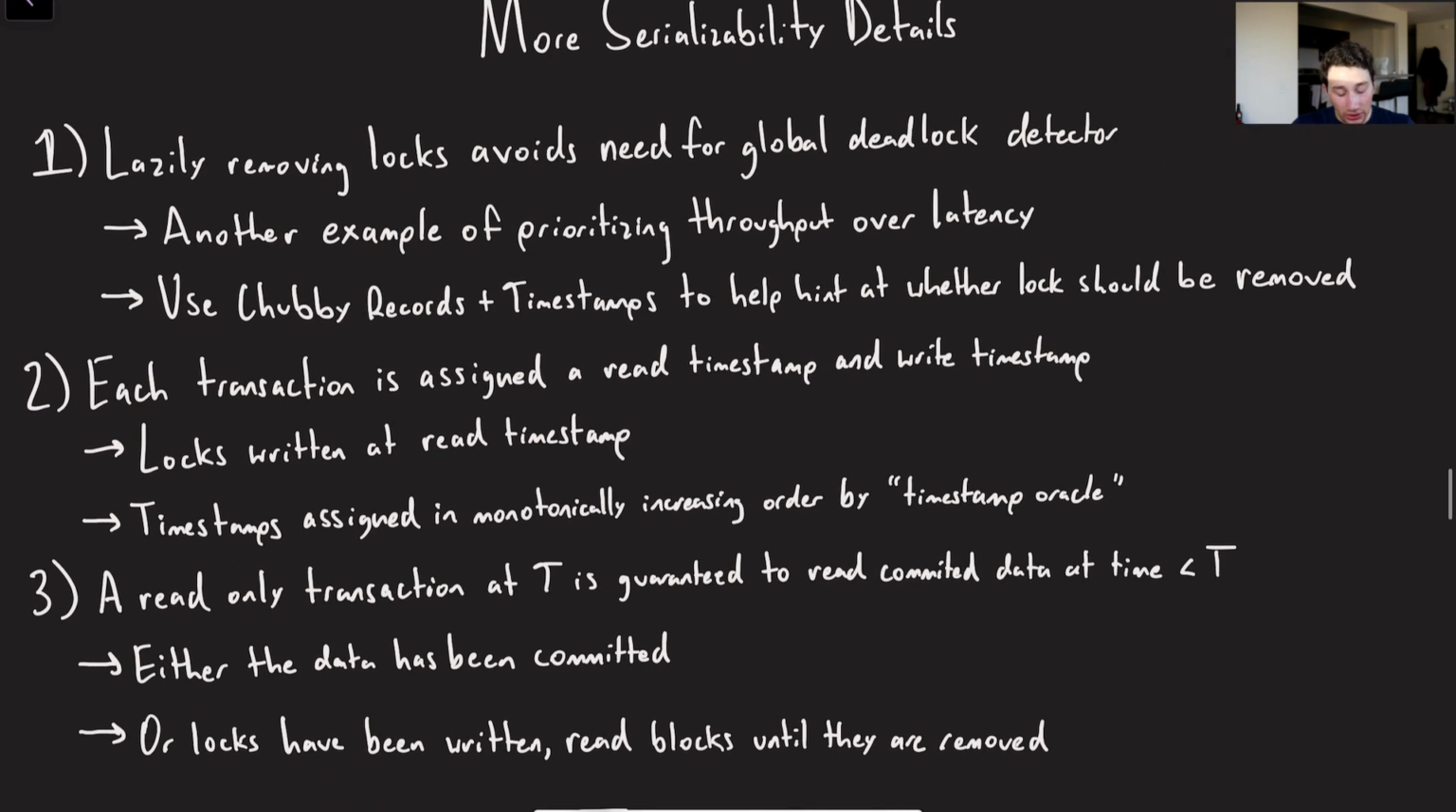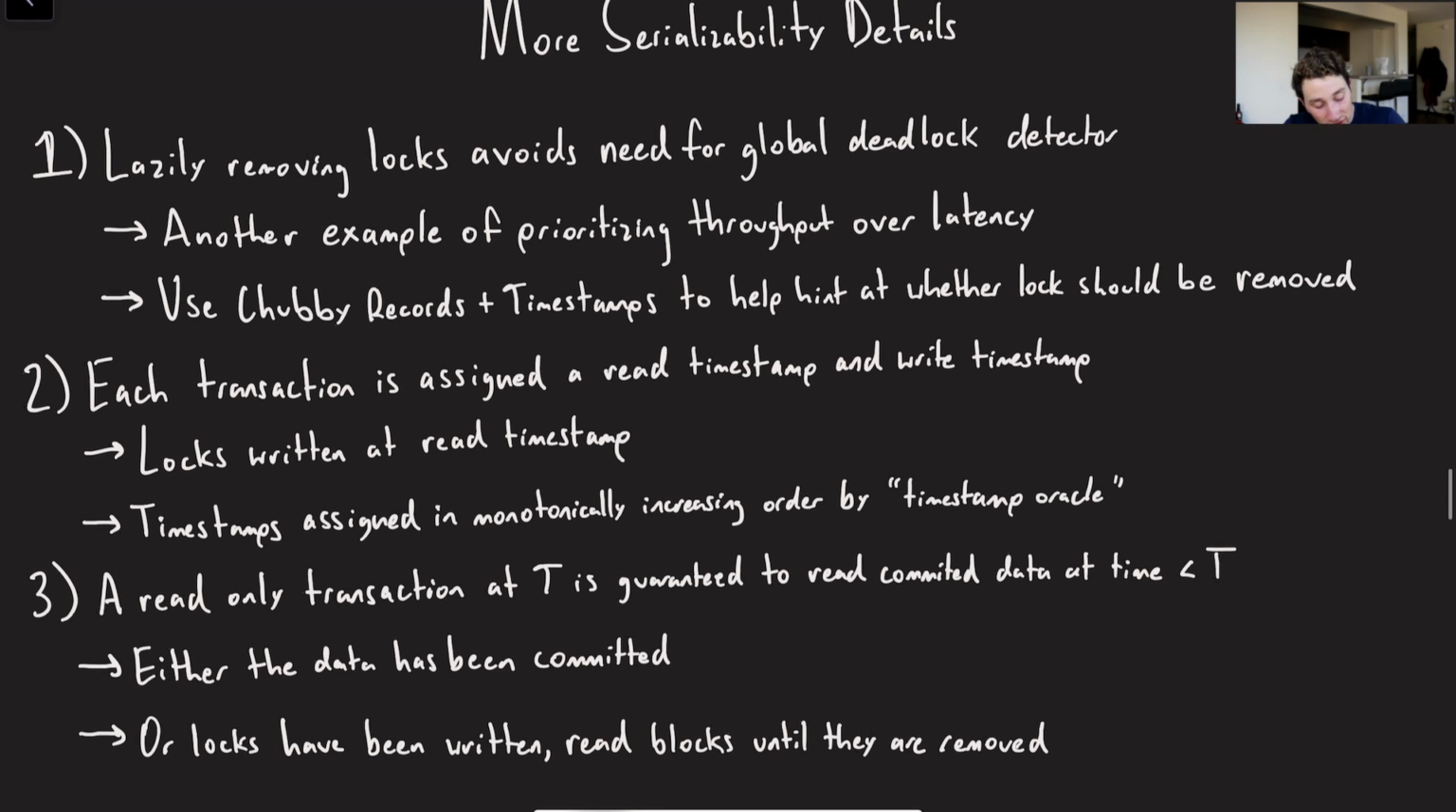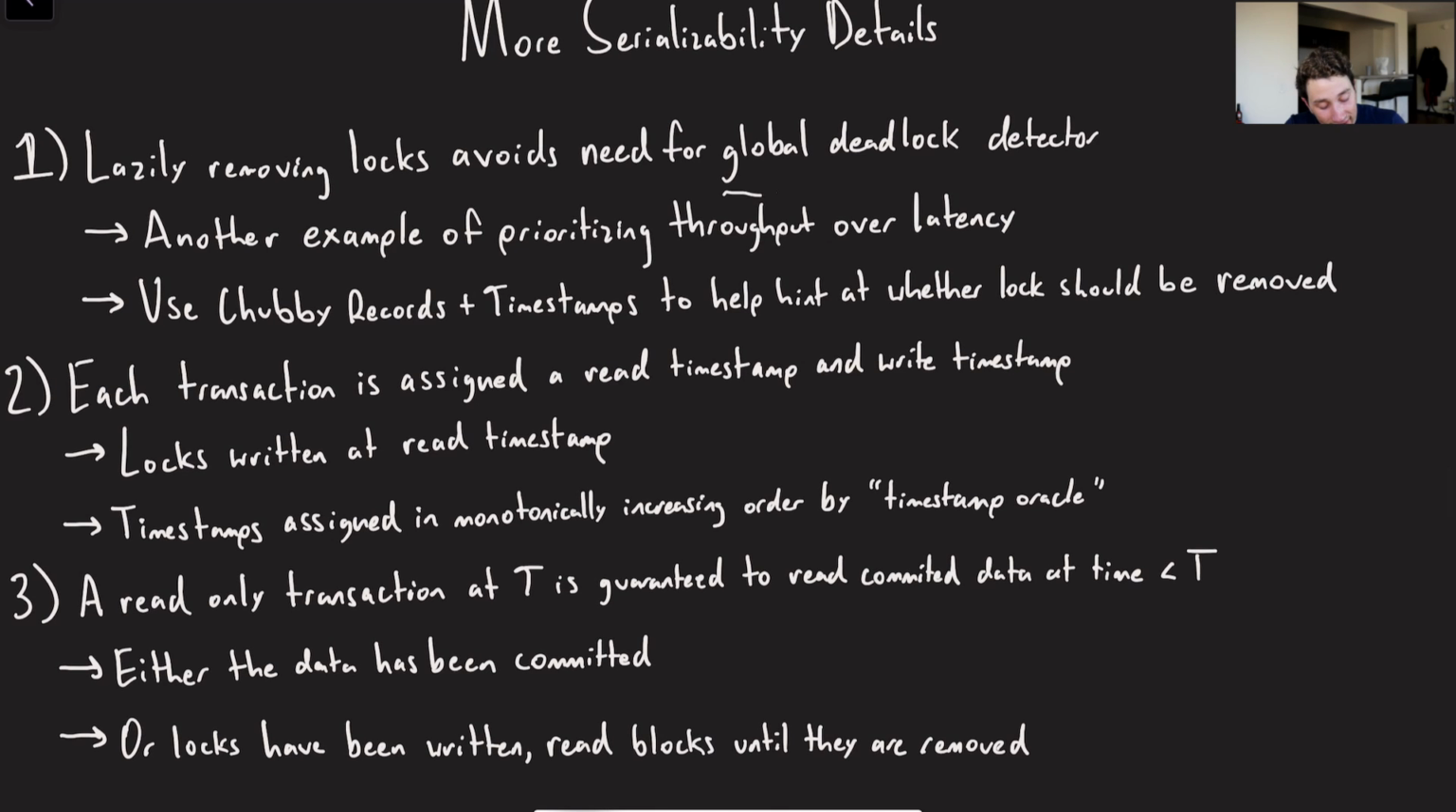Cool. Let's go over a few more serializability details just so I can try and hammer everything down because I have brushed over a couple of things. Number one is that, like I mentioned, we don't have a global deadlock detector. What this means is that, again, we're going to lazily remove locks. And so the problem with this is that we are basically prioritizing throughput over latency, right?